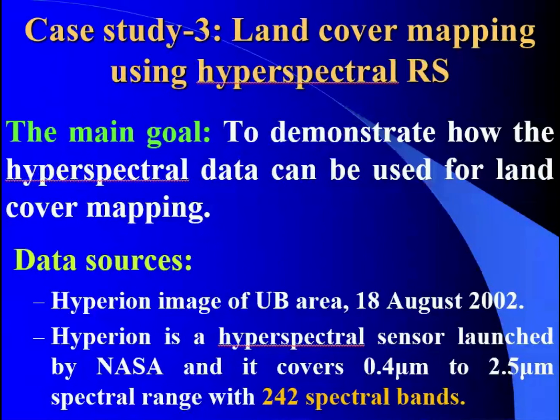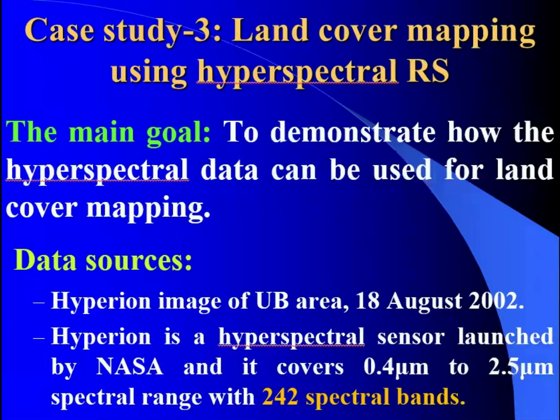And as data sources, we had Hyperion images of Ulaanbaatar city acquired in August of 2002. And Hyperion is a hyperspectral sensor launched by NASA in 2000. And it acquires 242 spectral band images within the range of 0.2 micrometers and 2.5 micrometers. That means this range covers the visible, near-infrared, and middle-infrared portions of the electromagnetic spectrum with the interval of 10 nanometers.